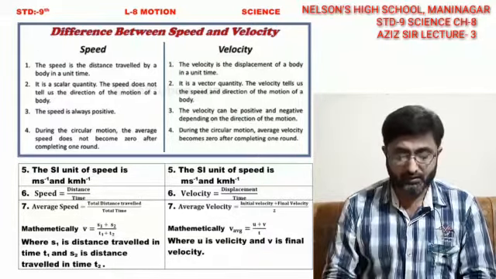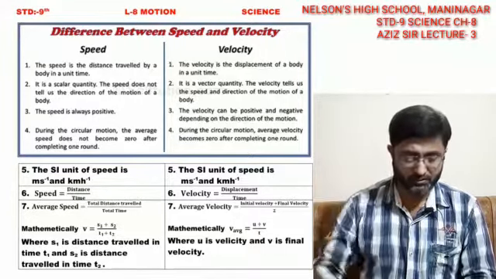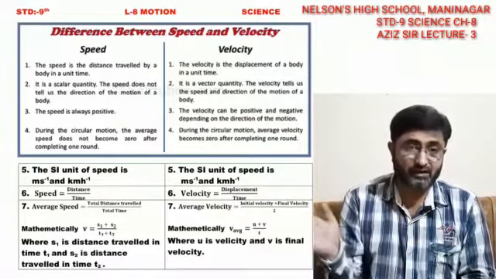The units of them are both the same, that is meter per second and kilometer per hour. The formula is speed equals distance upon time, and velocity equals displacement upon time. Now average speed is equal to total distance traveled.